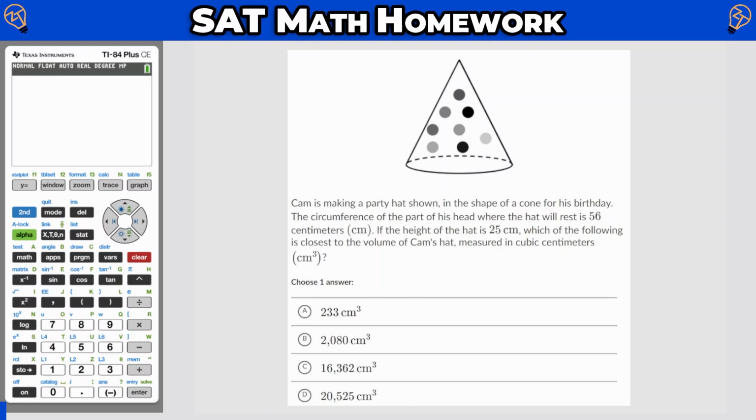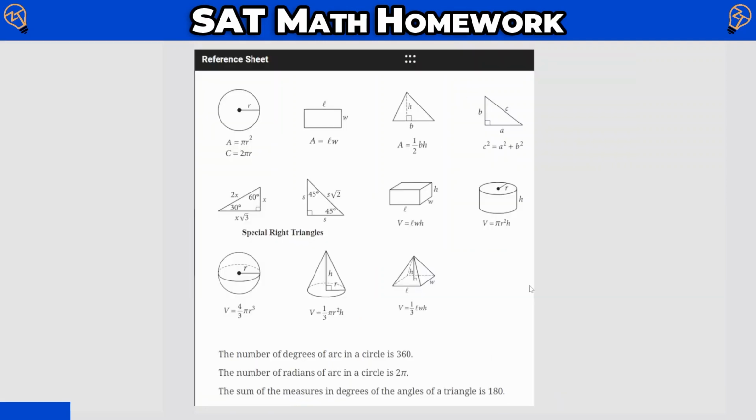So for this cone, they give us the information that the circumference of the part of his head where the hat's going to go is 56 centimeters. Okay, so the formula for circumference can be found on the reference sheet that you can access in the digital SAT platform. Notice circumference is 2 pi r. And we also have the formula for a cone here, which is 1/3 pi r squared h.